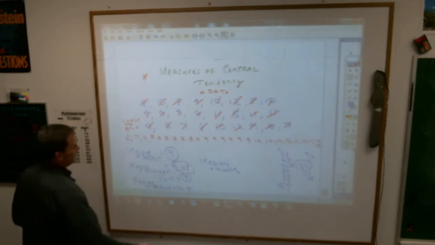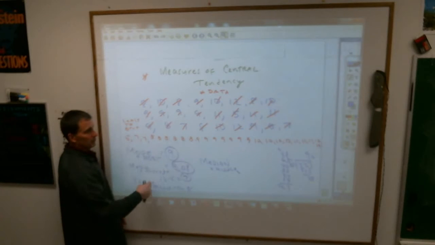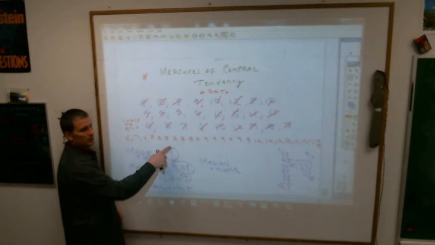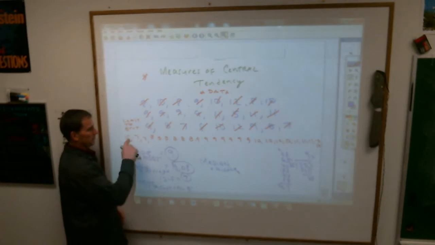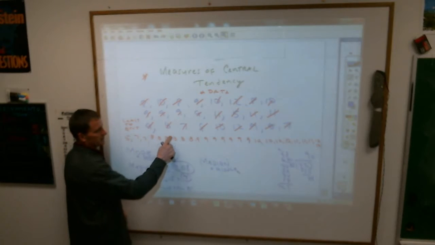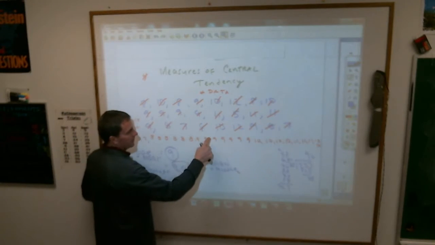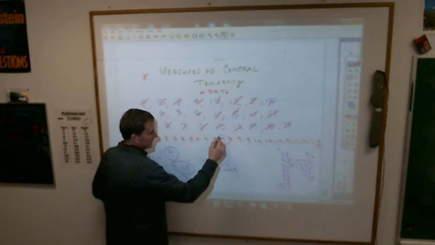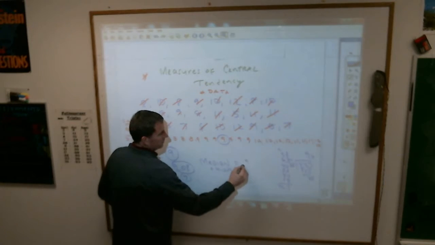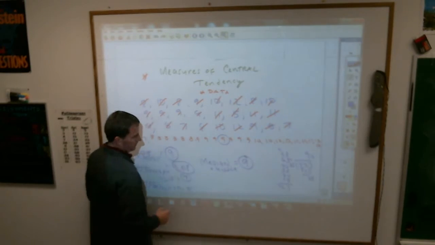So I need to find number 13 in my order, and that's why you need to order them from least to greatest. Otherwise, they're not in any particular order. 1, 2, 3, 4, 5, 6, 7, 8, 9, 10, 11, 12, 13. The median, the middle number, is 9.